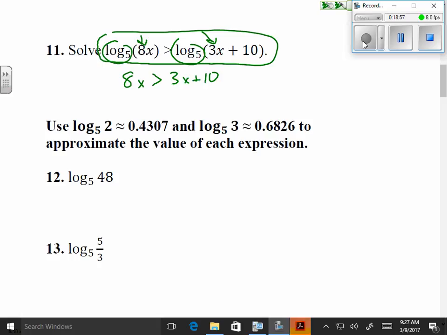Now, if there had been something else there, you have to make sure that there's no coefficient in front of the logs. You have to make sure there's no plus anything outside of what it's taking the log of. But once you get there, you just subtract 3x from both sides. Divide both sides by 5. And you're done.